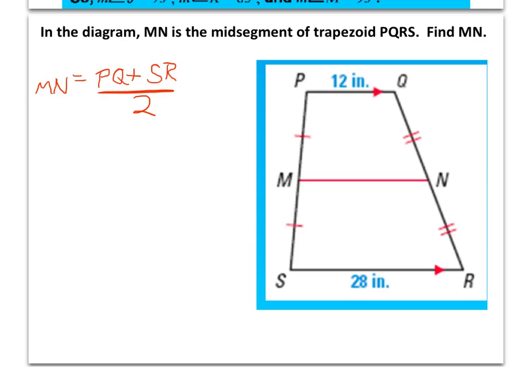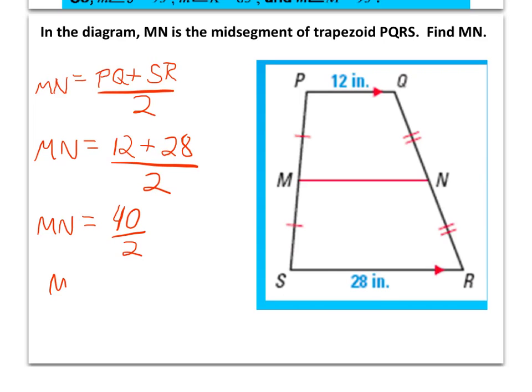From here, I can just plug and chug. So I have that PQ is 12 and SR is 28. Plug those in. Adding up in the numerator first, I get that MN is equal to 12 plus 28 is 40 divided by 2. MN is therefore equal to 20. You might start to notice a pattern. The difference between the mid-segment to this base here is 8, and the difference here is plus 8. So that should be a pattern that shows up, and you can check yourself with that.